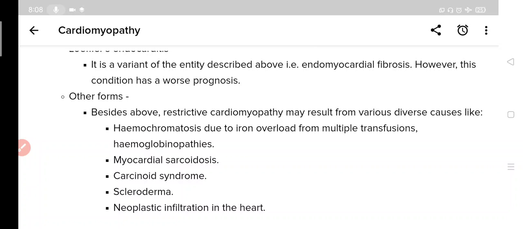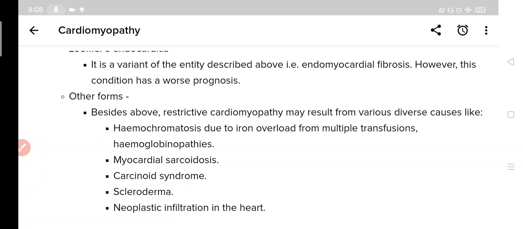Second one is myocardial sarcoidosis. Sarcoidosis is a condition in which there is a collection of white blood cells called granulomas in various tissues of the body. When this happens in the heart muscles, it is called myocardial sarcoidosis.